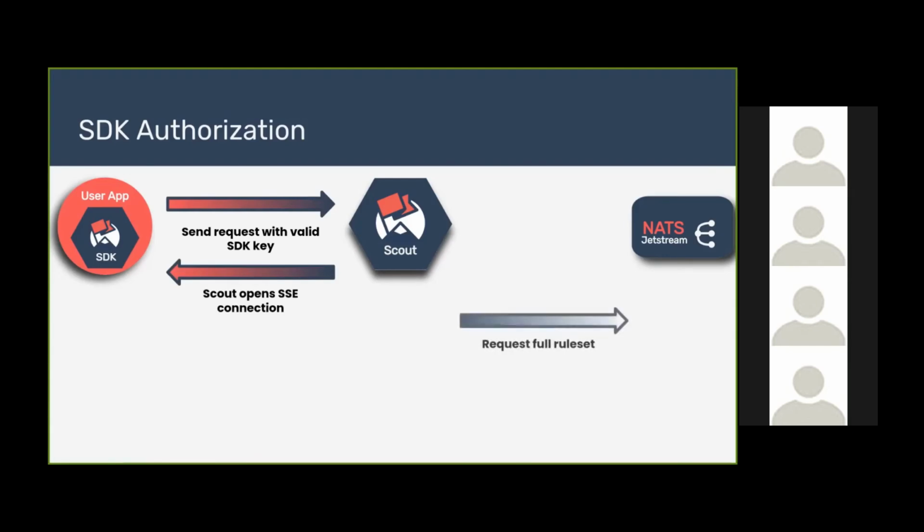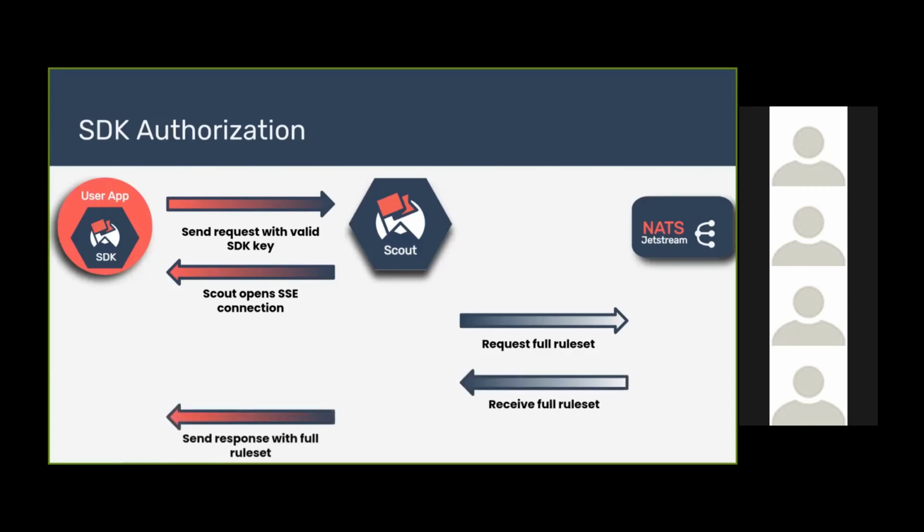It will then request the full rule set from Compass through NATS, and once received, transmit feature flag data back to the SDK. Subsequent updates will then be sent to the authorized SDKs via the SSE connection. In the end, we decided that the additional complexity of managing SDK key generation and validation was well worth the extra layer of security for the end user's data.